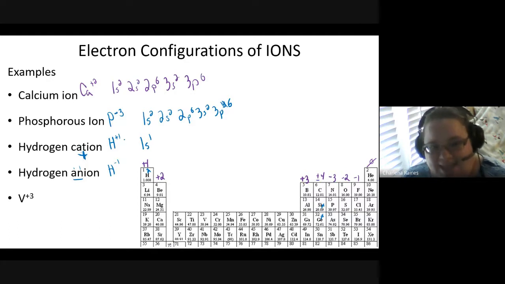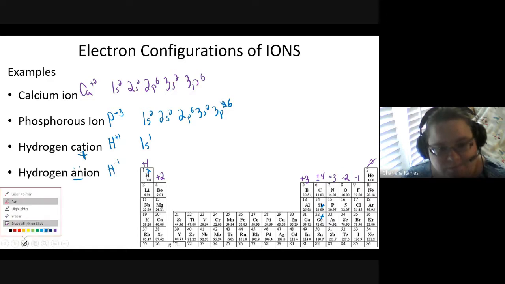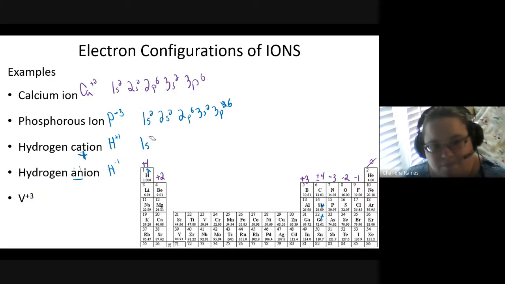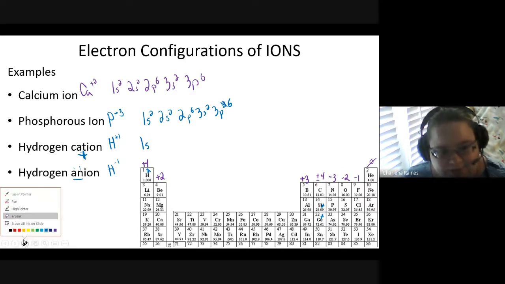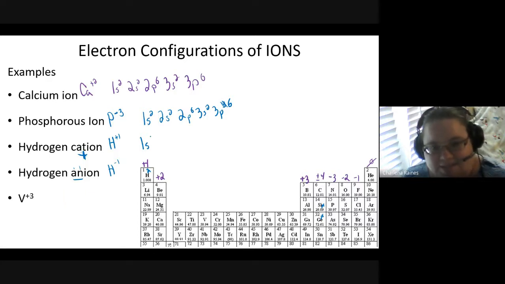A cation has lost an electron. Therefore, the hydrogen cation has 0 electrons. And yes, you could have done the same thing up here. I didn't think about it till just now. You could have written 4s0. It says the same thing: no electrons in that outer energy level.